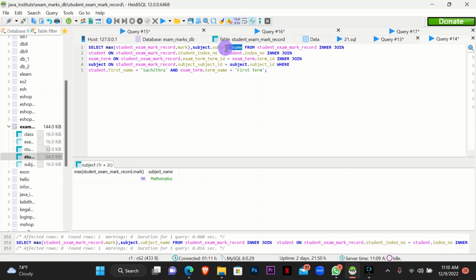If you do not want the subject name, you can simply delete this and execute. Then you will get only the mark. And again execute the query. Here you can get the subject name and the mark for the subject.